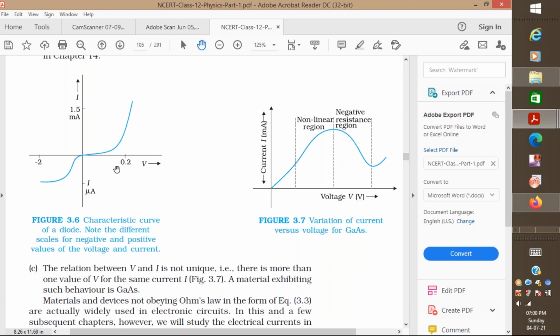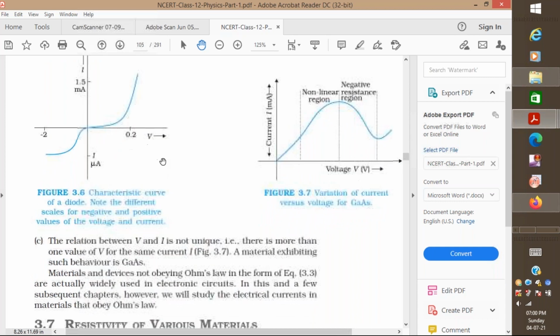That means voltage and current do not have a linear relationship, or are no longer proportional to each other, in the case of a semiconductor diode. That's why devices made of semiconductor diodes are called non-linear devices, and the devices which follow Ohm's law are called linear devices in electronics. So this is a deviation.